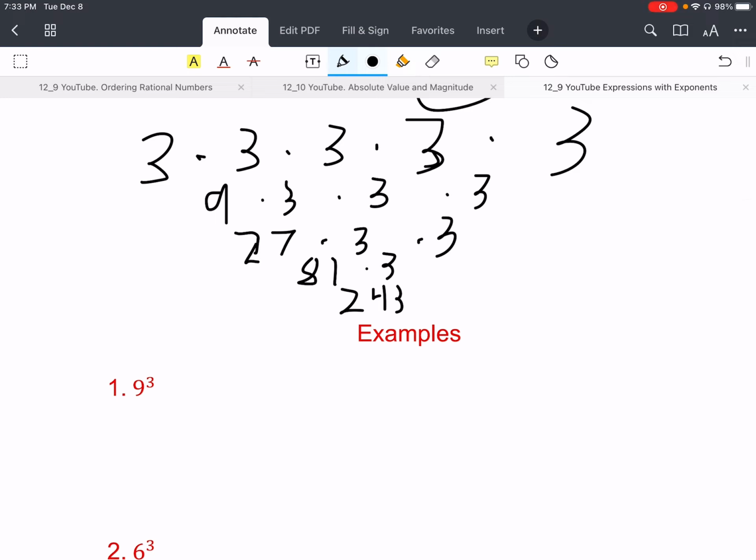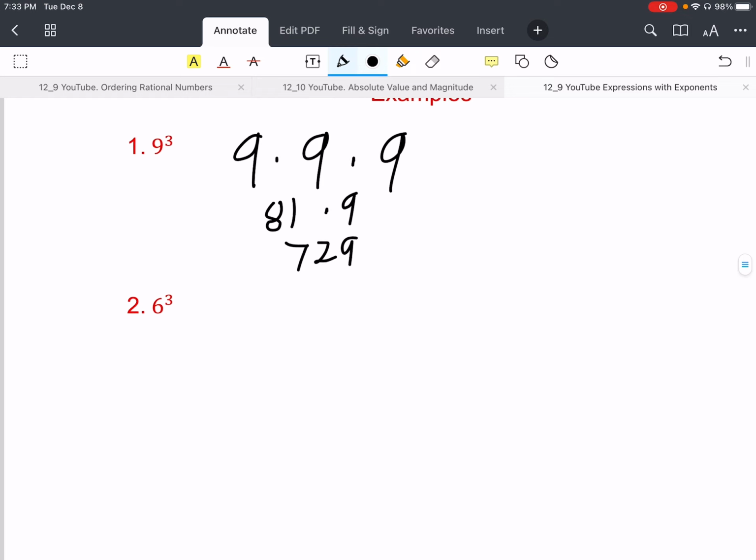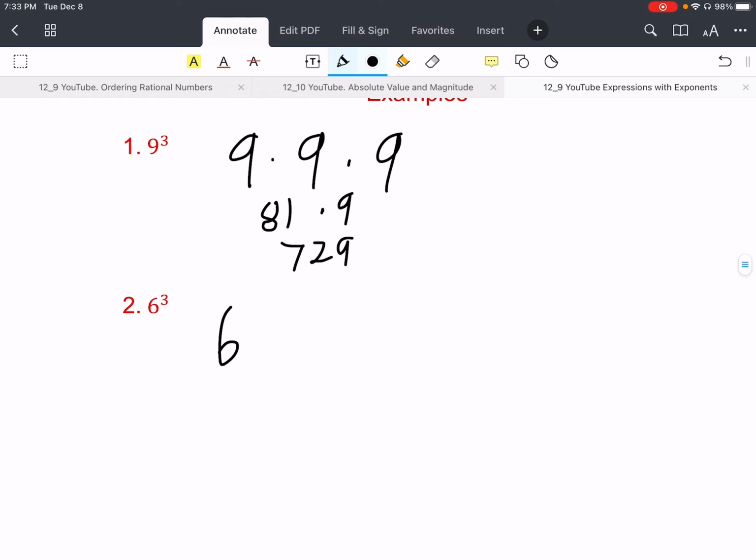So go through some examples, even though our notes sort of took care of that. On your assignment, if you had 9 to the 3rd power, you would want to write that out as 9 times 9 times 9. So our base 9 is multiplied by itself 3 times. So that would get us 81 times 9 and 729. 6 to the 3rd power, of course, very similar. 6 times 6 times 6. 6 times 6 is 36, and that times 6 is 216.